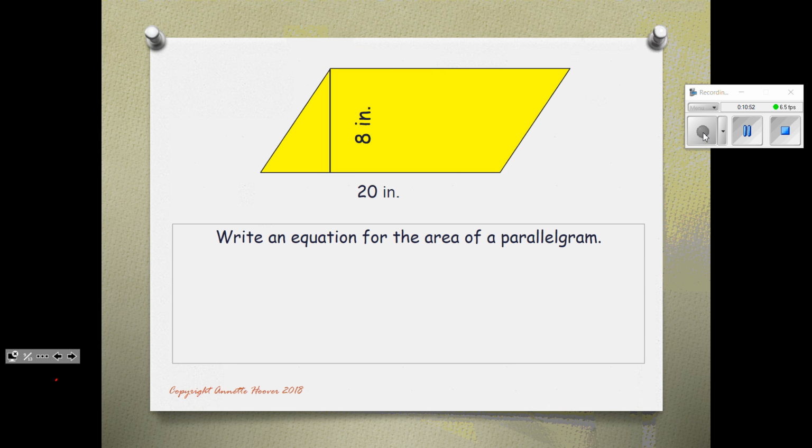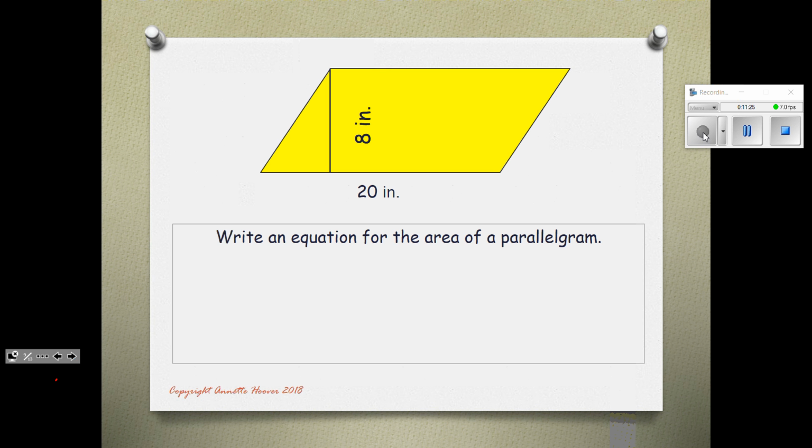Remember that parallelograms or rhombuses are just like rectangles, because if I were to cut off this triangle and glue it right here, and this went away, you would have a rectangle. So the equation is the same because you're covering the same amount of space. But you have to have what we call the perpendicular height, which is the base and the line that goes straight up that forms a 90-degree angle. You cannot use the slant height. You have to use the height that comes straight up from the base.